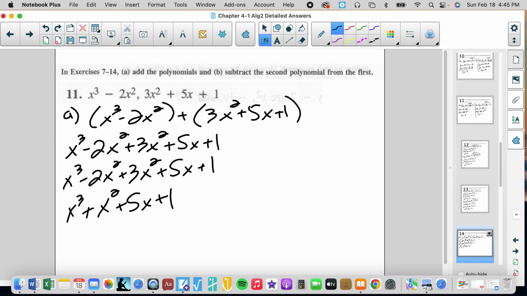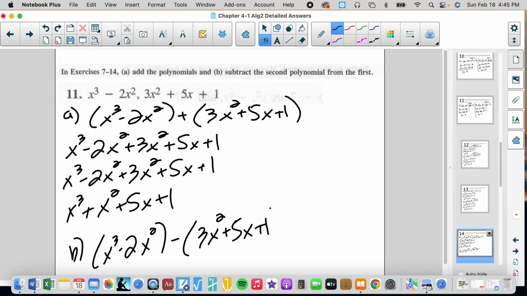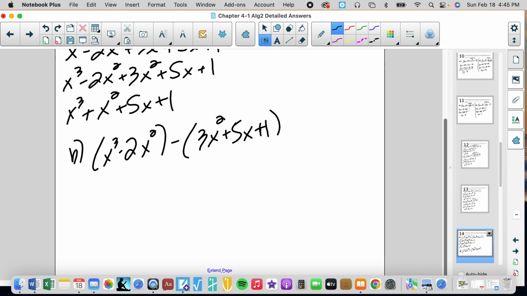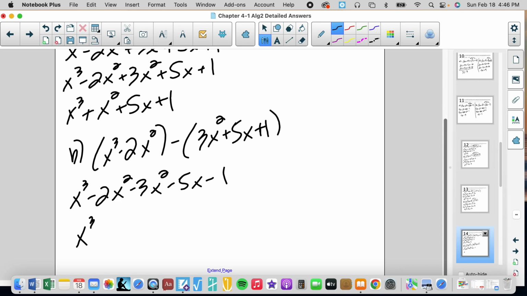X to the third plus x squared plus 5x plus 1. B, we're going to take those two polynomials. Polynomial is very general. It's not specific to the number of terms. Poly meaning many. We're going to distribute that negative. So we get x cubed minus 2x squared minus 3x squared minus 5x minus 1. X cubed minus 5x squared minus 5x minus 1 should be the answer to B. X cubed minus 5x squared minus 5x minus 1. Yes.